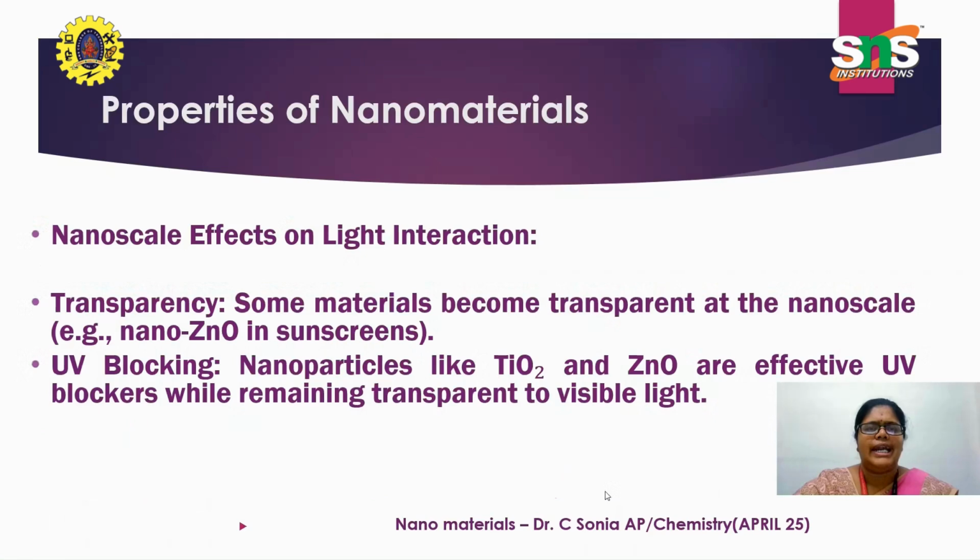Nanoscale effects on light interactions. So again, we are seeing the transparency. Some materials become transparent at the nanoscale. Example, nano zinc oxide, and it is used in the sunscreen. Ultraviolet blocking. Nanoparticles like titanium oxide and zinc oxide are effective ultraviolet blockers while remaining transparent to visible light. So these will be used in the sunscreen lotions.